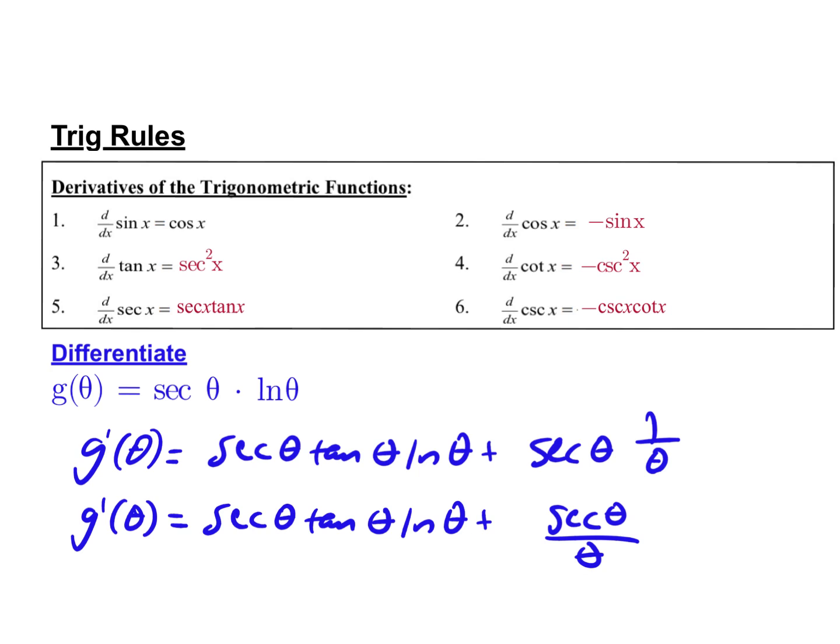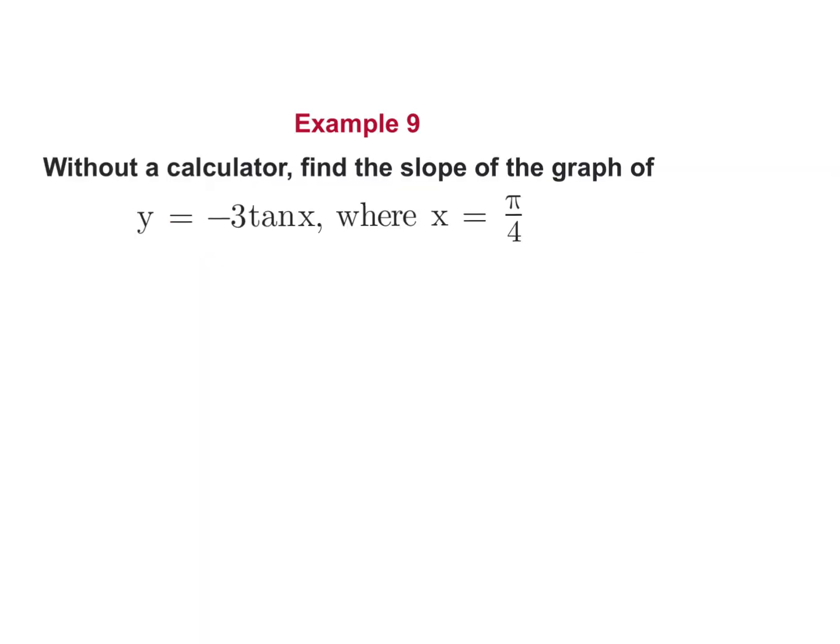All right, let's get a little more layered problem. This is example 9, so no calculator here, okay? And not to say that you've been using a calculator. Find the slope of the graph y equals -3 tangent x, where x equals pi over 4.